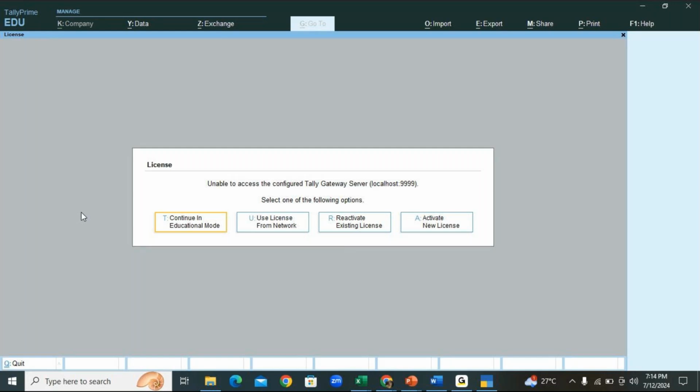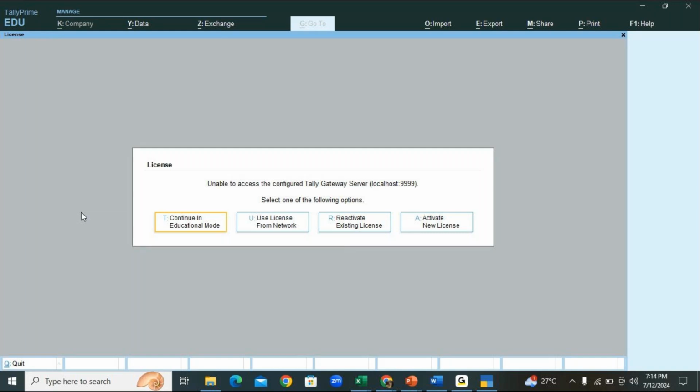There are some rules this year about what you will not be able to use in education mode compared to the other licensed versions. And then use license from a network. In case another person has a license with more users, you can take that connectivity and start this software.